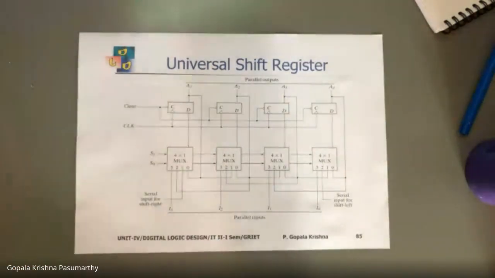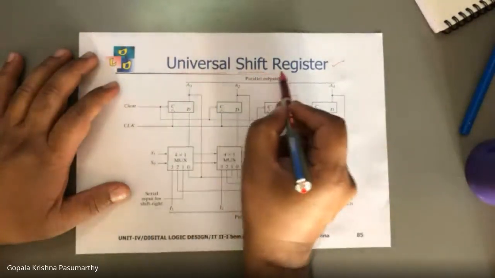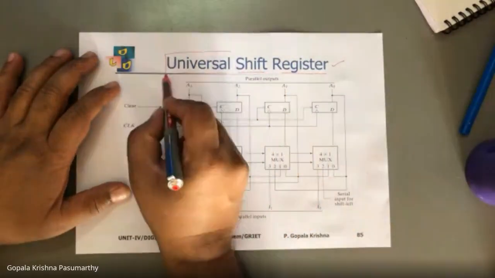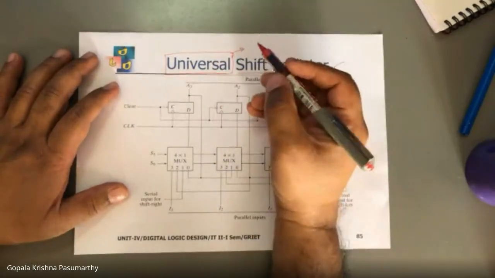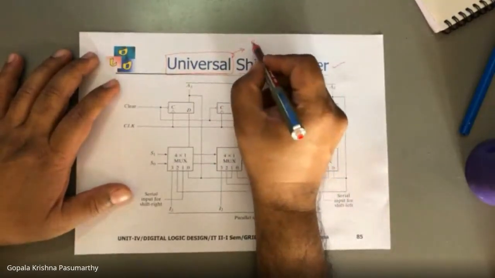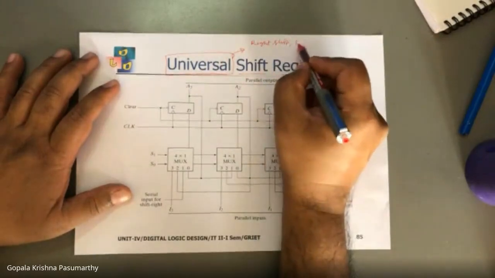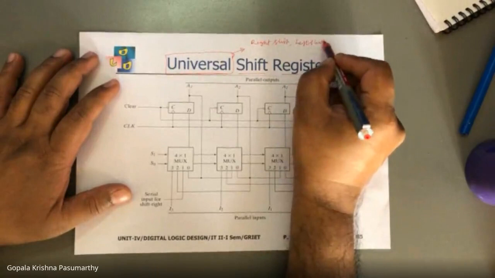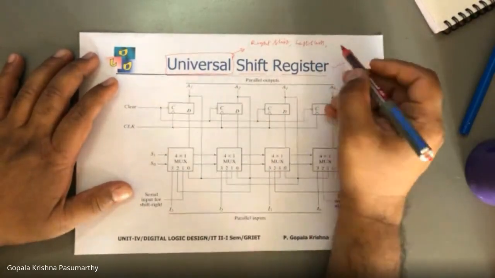Okay. Now we will see what we mean by universal shift register. This is one register which is called a universal shift register. Why do we call it a universal shift register? Because a universal shift register performs various operations. It performs right shift, it performs left shift. The same register performs different operations.